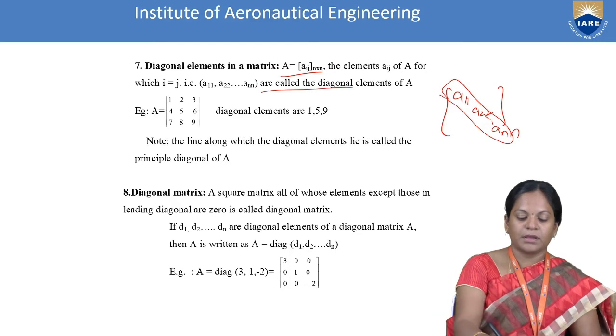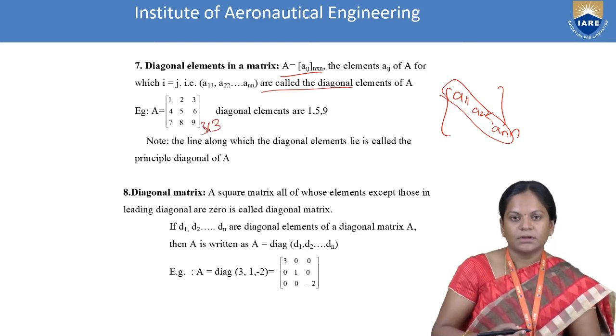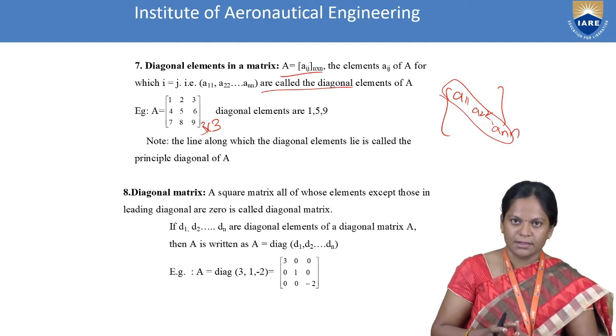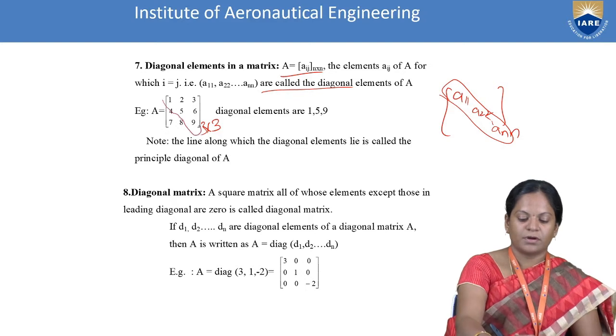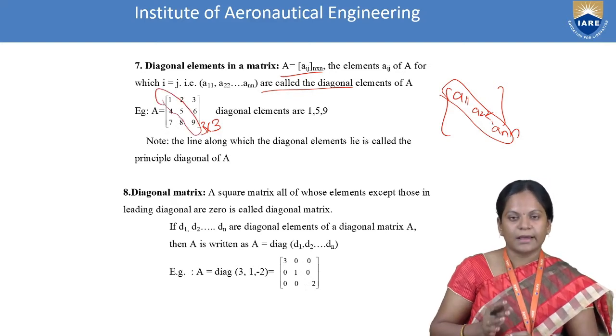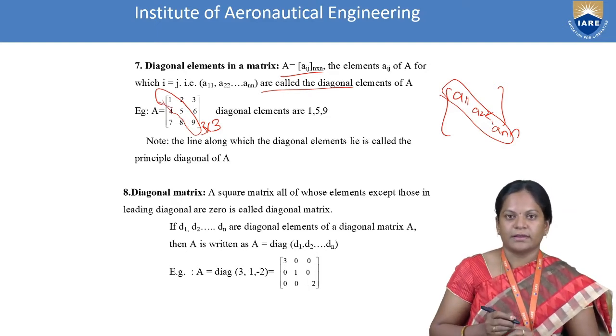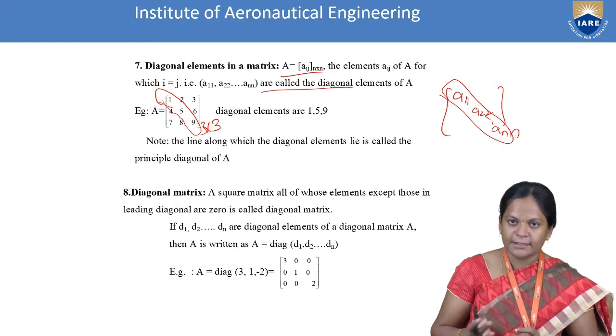For example, I am taking a 3 by 3 matrix. In this, we have 9 entries: 1, 2, 3, 4, 5, 6, 7, 8, 9. What are the diagonal elements in this matrix? A11, A22, A33 are nothing but the diagonal elements, that is 1, 5, 9. The line along which the diagonal elements lie is called the principal diagonal of capital A. In this line we have the elements 1, 5, 9.